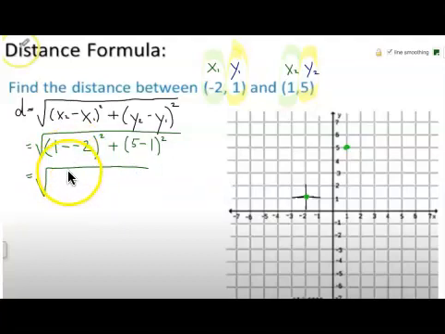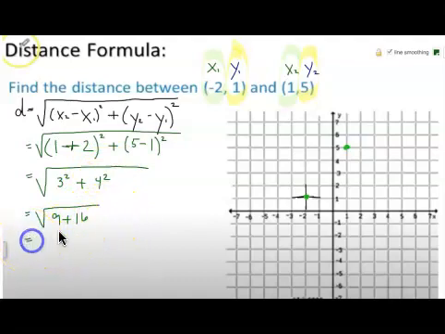Now we're going to start simplifying. So I know when we have a double negative, that becomes a positive. So we really have 1 plus 2, which I know is 3. And we're going to square that. We'll do that next. And then, oops, I guess I don't really need a parentheses here. We're just taking 5 minus 1, which I know is 4. And then I'm going to square that. And we're going to continue to simplify. So 3 squared I know is 9. 9 plus 4 squared is 16. 16 is 4 squared. Almost done.